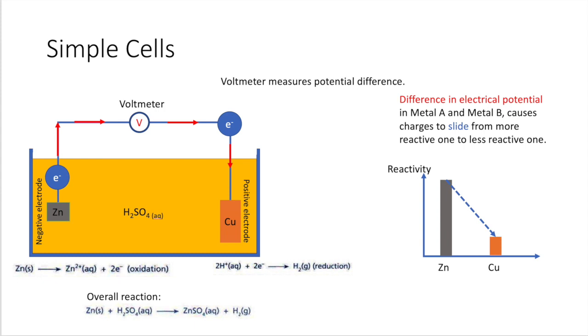So always remember that the more reactive metal contributes electrons to the less reactive metal. So the flow of electrons is from more reactive to less reactive. More reactive becomes the negative electrode, and the less reactive metal is the positive electrode.